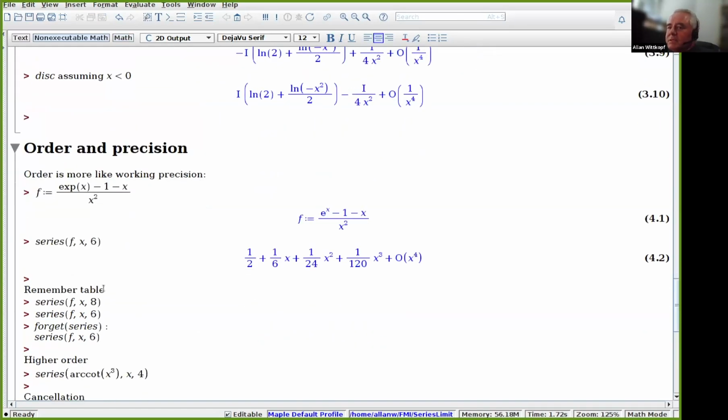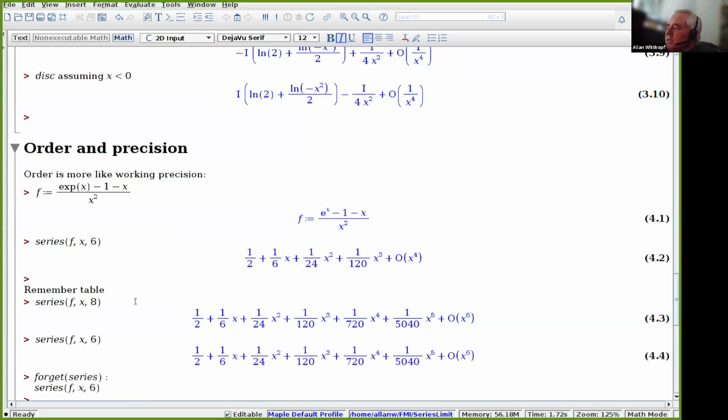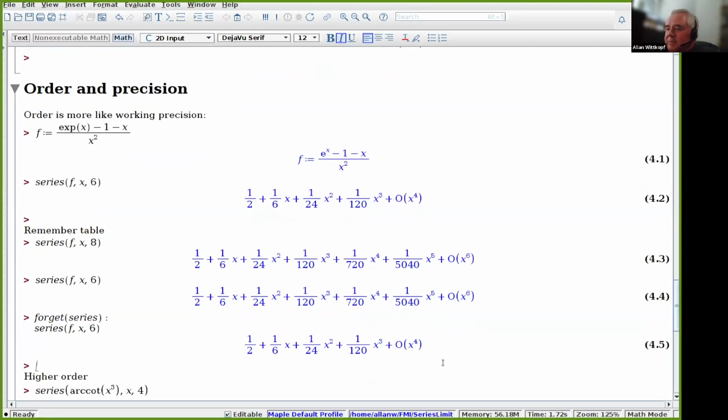One other thing about series is that series has the remember tables. So if you compute a higher order series and then ask to compute a lower order series afterwards, you'll get the higher order series back because it retains the highest order of that series that it previously computed for convenience. You can modify this by telling series to forget using the forget command, and you'll get the result that you might expect.